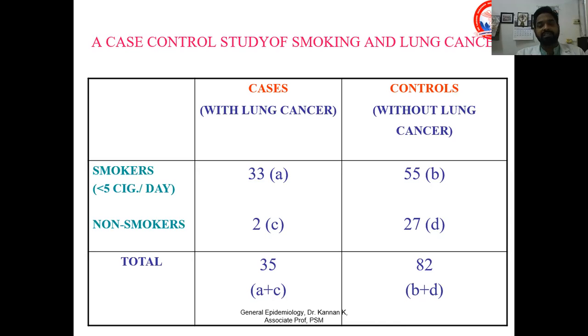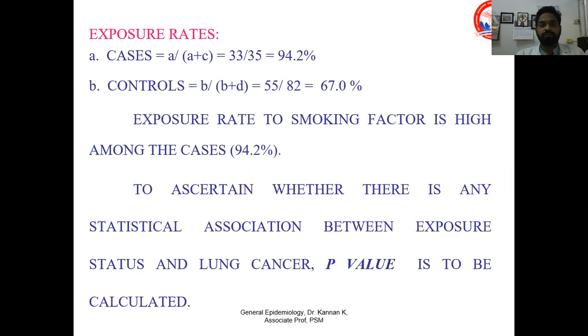So after plotting these things, we are going to find out what the odds ratio is. The odds ratio is nothing but AD by BC, the cross product ratio. So A into D and B into C, right? So that is nothing but the odds ratio.